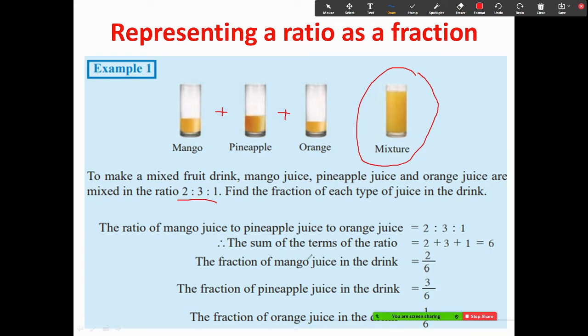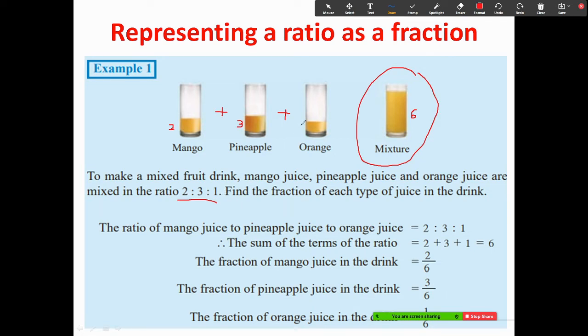The fraction of mango juice in the drink. We can write the fraction of mango juice by considering the number of parts. Mango juice, 2 parts are there. Whole mixture there are 6 parts. So you can write as a fraction. Numerator is 2, denominator is 6. 2 over 6. The fraction of pineapple juice in the drink. Pineapple juice there are 3 parts. Then numerator is 3. Denominator is 6. Then the fraction is 3 over 6.